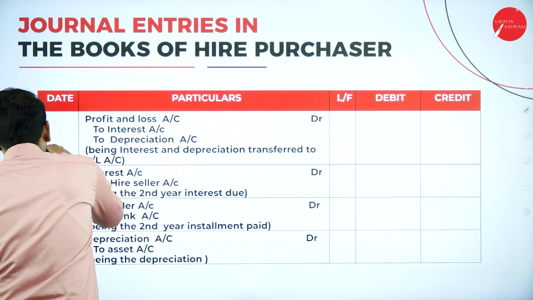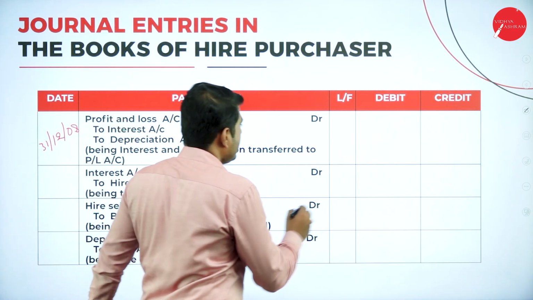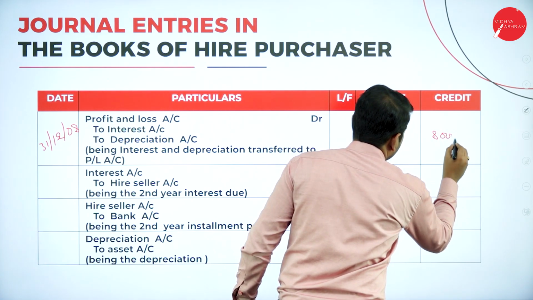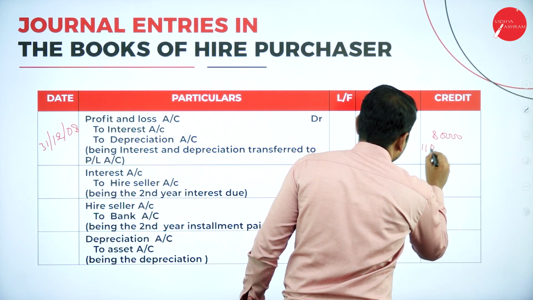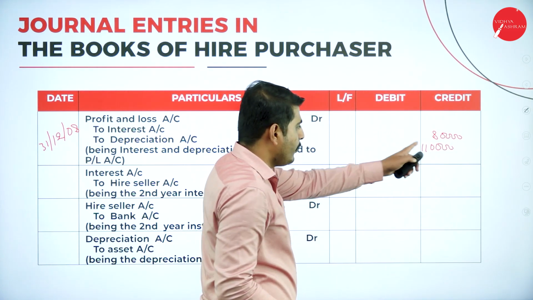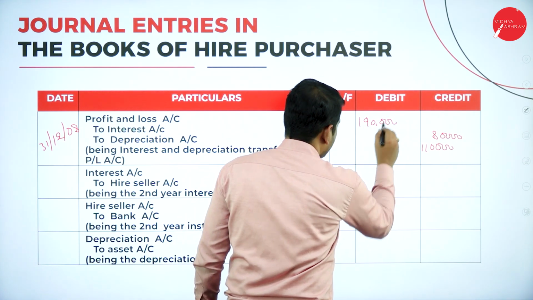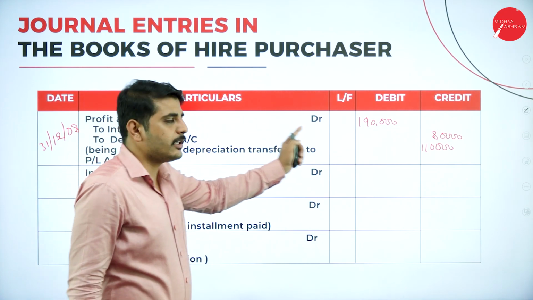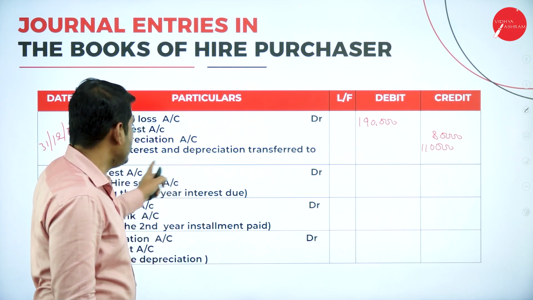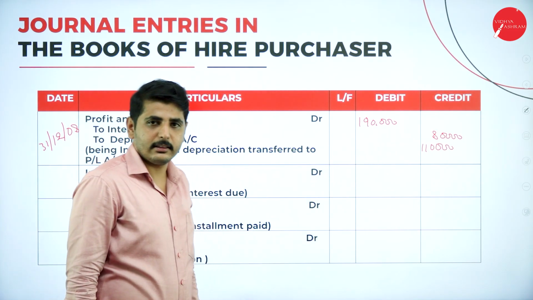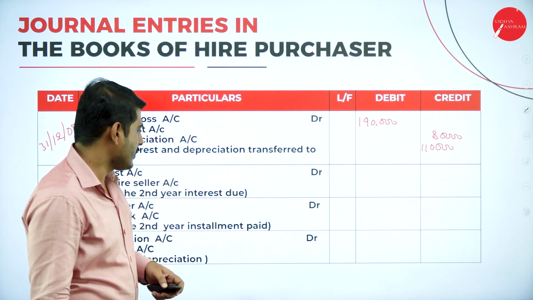Journal date 31st/12/2008. So what's the interest? 80,000. What is the depreciation? 1,10,000. Add both of these and you'll get 1,90,000. So profit and loss account debit 1,90,000, to interest 80,000, to depreciation 1,10,000, being interest and depreciation transferred to profit and loss account.